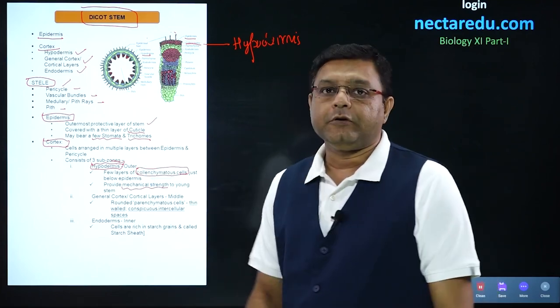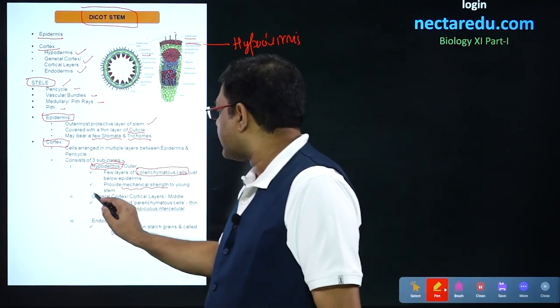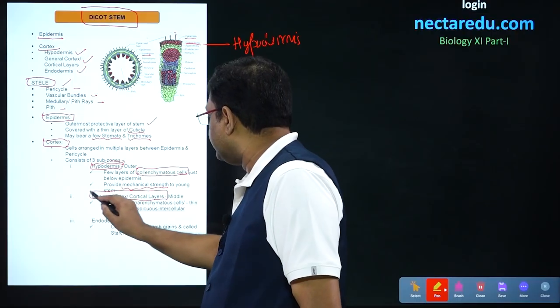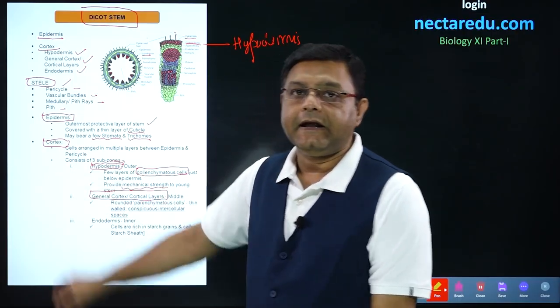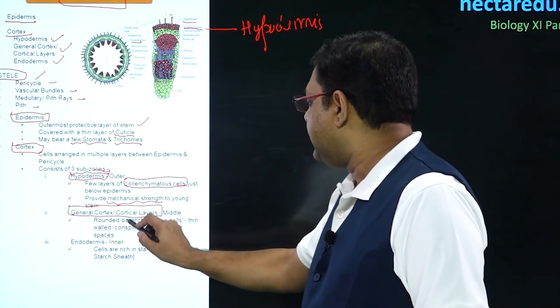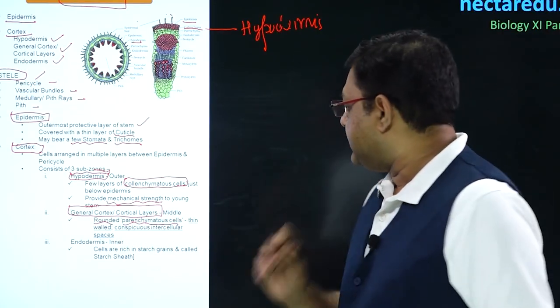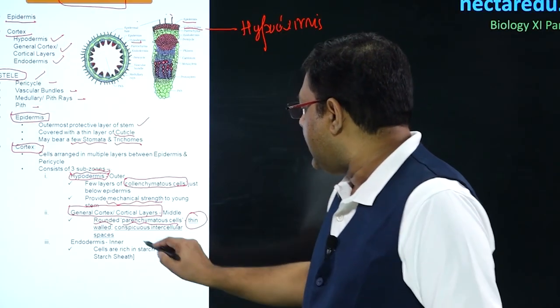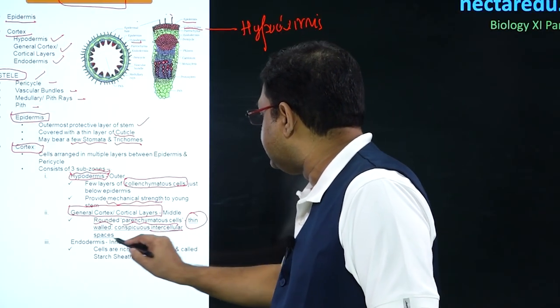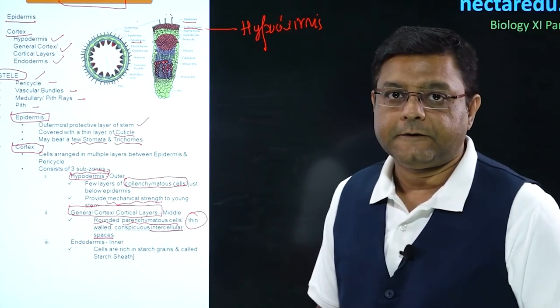Now, below this hypodermis, general cortex or cortical layers will be present. So, we can say that it is the middle layer of cortex, and these are formed of rounded parenchymatous cells. These cells are thin walled, and these have intercellular spaces present.